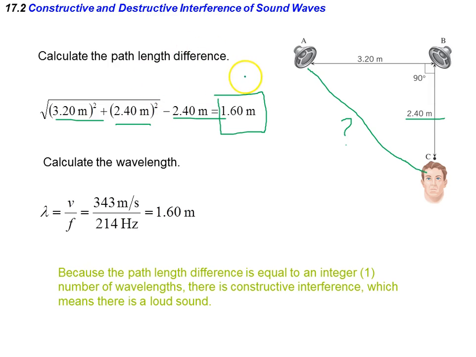Well, what is the wavelength? In order to find the wavelength, we want to take the speed divided by the frequency, which is 343 divided by 214. That's also 1.6. So these are an integer multiple of each other. And if it's an integer multiple of each other, then we know that there must be constructive interference at this point C. And so constructive interference means we will hear a sound.